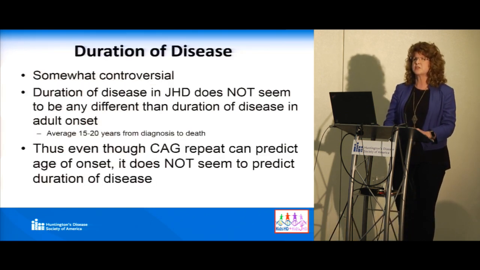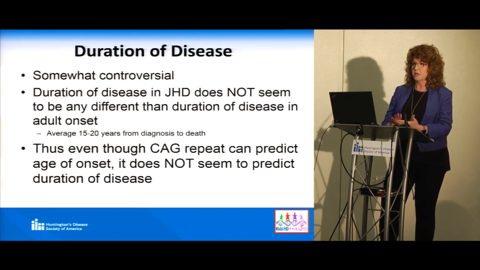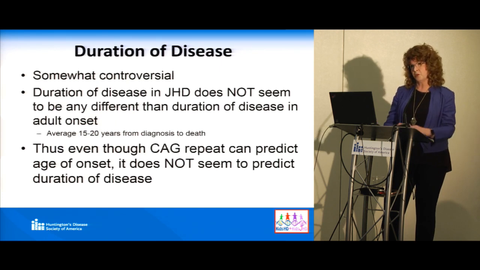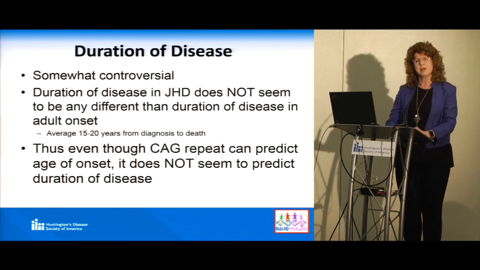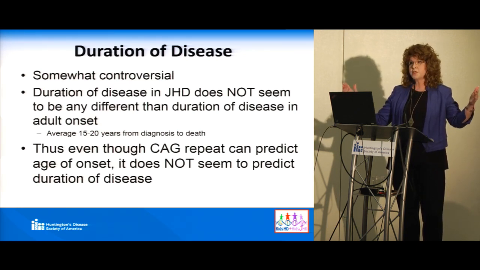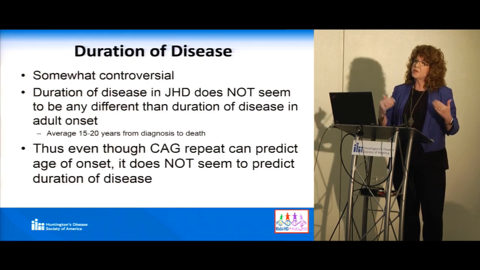So duration of disease. This is somewhat controversial because it seems like if you have an earlier age of onset, you should have a faster course. But that's not the case. When we look at all the numbers, when we look at the cases, and remember, everyone's individual. But in general, the duration of JHD does not seem to be any different than the duration of adult onset disease. And in general, that is 15 to 20 years from diagnosis to death. It's pretty much the same.